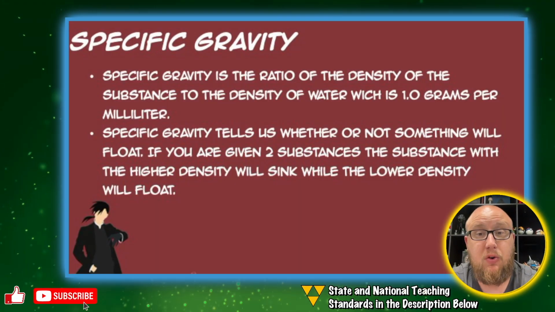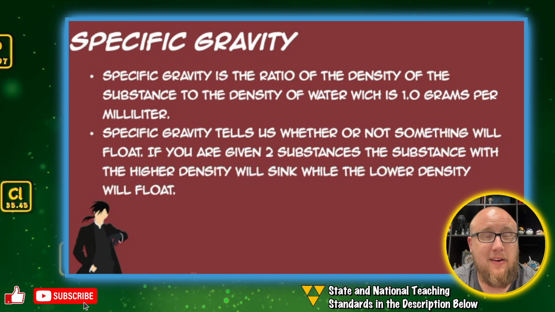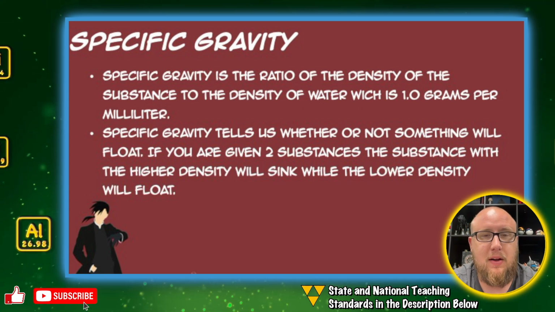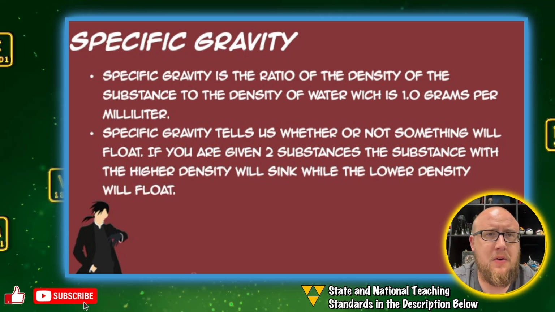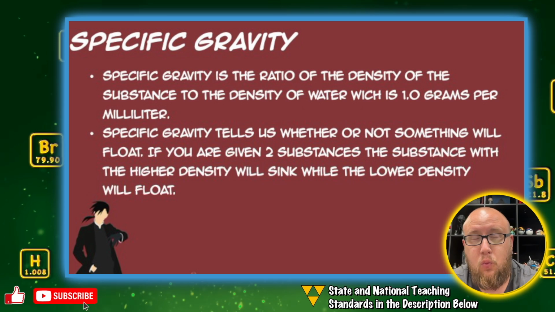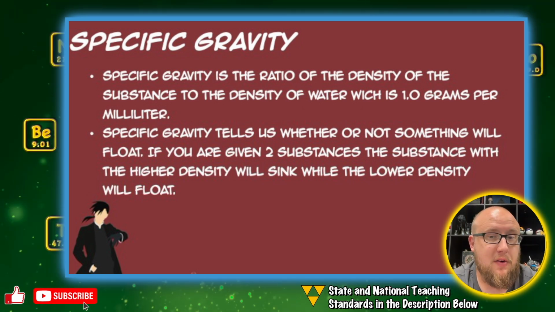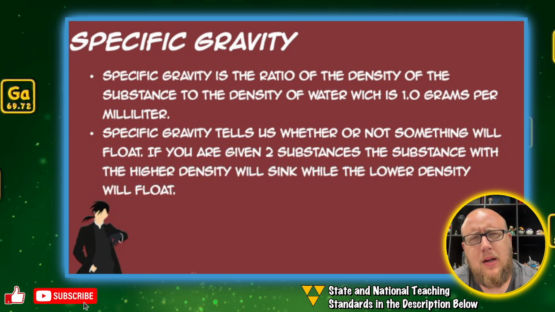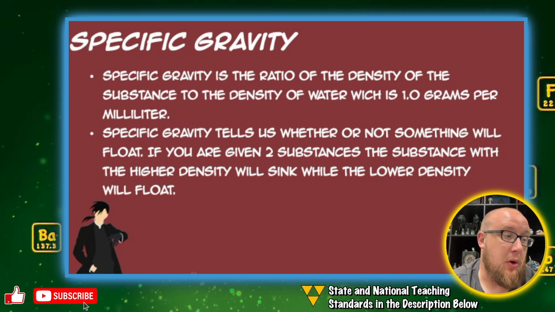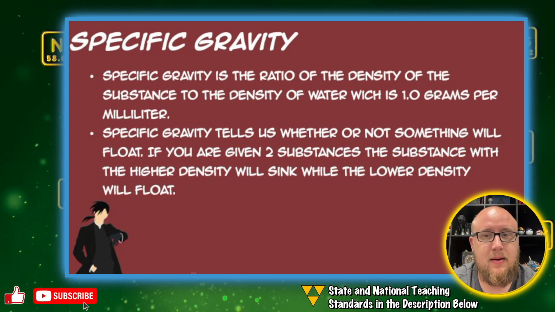Let's talk about specific gravity. Specific gravity is the ratio of density of a substance to the density of water, which is, in our case, 1.0 grams per milliliter. So you can compare the density of a substance to 1. We will never compare our specific gravity to anything but water in this class. So you can kind of think of specific gravity as unitless density in this case.